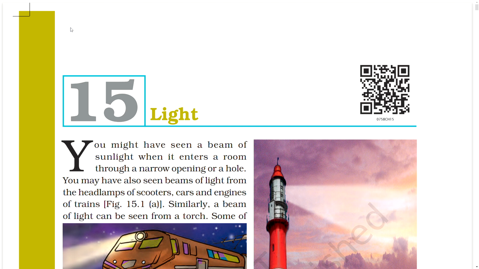15. Light. You might have seen a beam of sunlight when it enters a room through a narrow opening or a hole. You may have also seen beams of light from the headlamps of scooters, cars, and engines of trains. Figure A. Similarly, a beam of light can be seen from a torch.